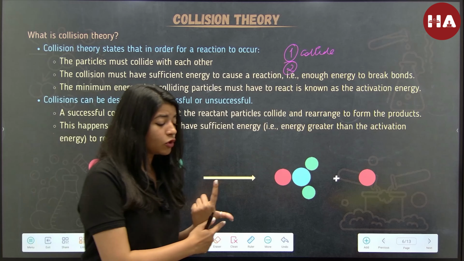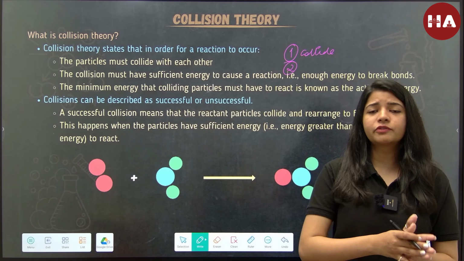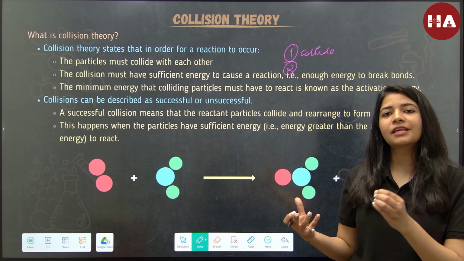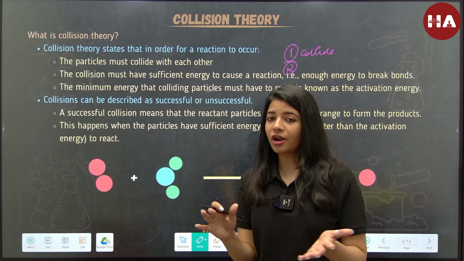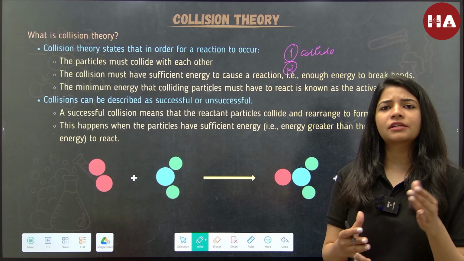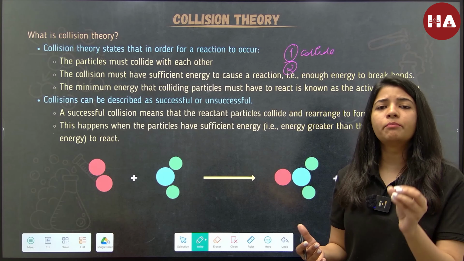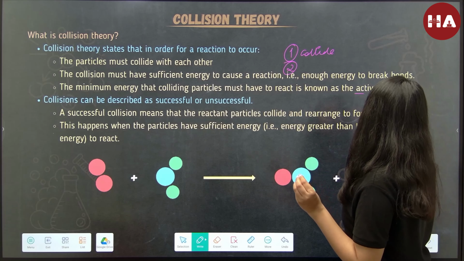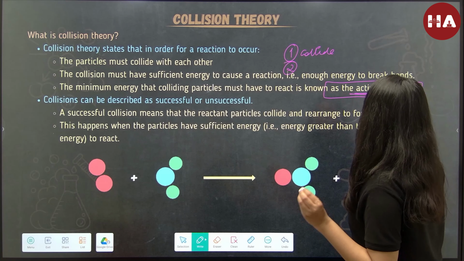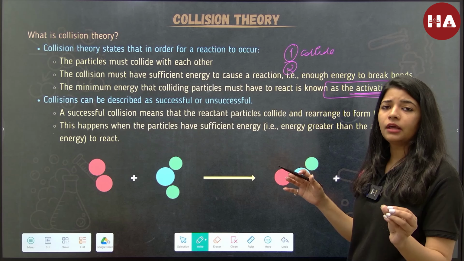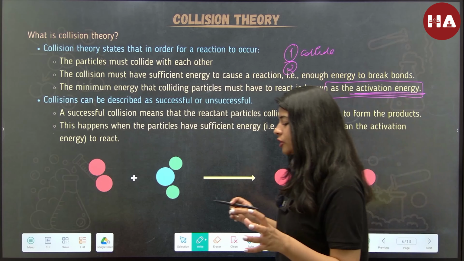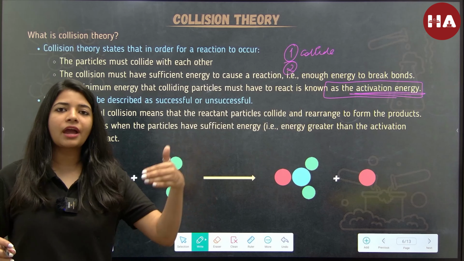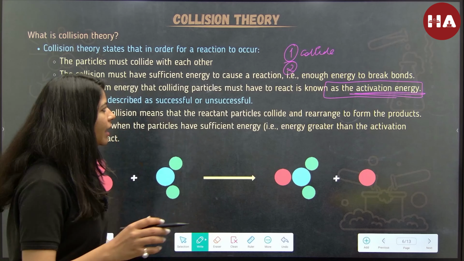So if a successful collision takes place, then we can say that reactants will be converted into product, or a new substance will be formed, which is the product. But if an unsuccessful collision has taken place, then product will not be formed. Now how will we know if the collision is successful or not? If the particles have the minimum energy for the collision, that minimum energy is known as activation energy. So if the particles have enough energy to collide, the minimum energy for collision, which is activation energy, then only that collision will be termed a successful collision, and hence the reactants will be rearranged and converted into product. Right, so let's read this quickly.